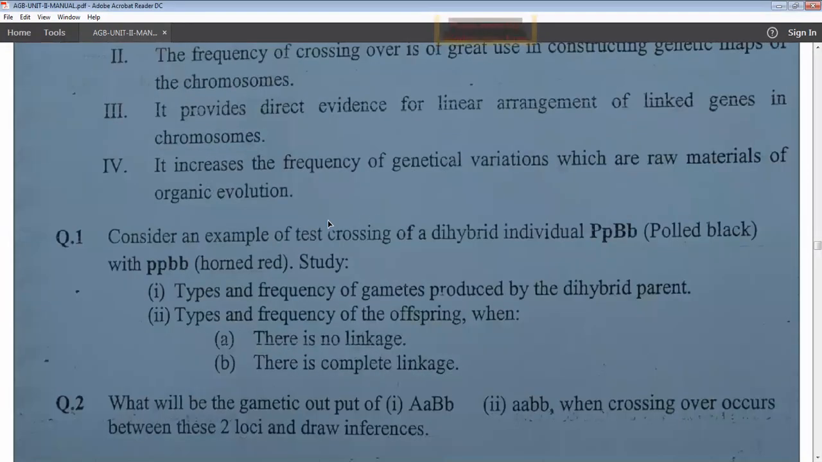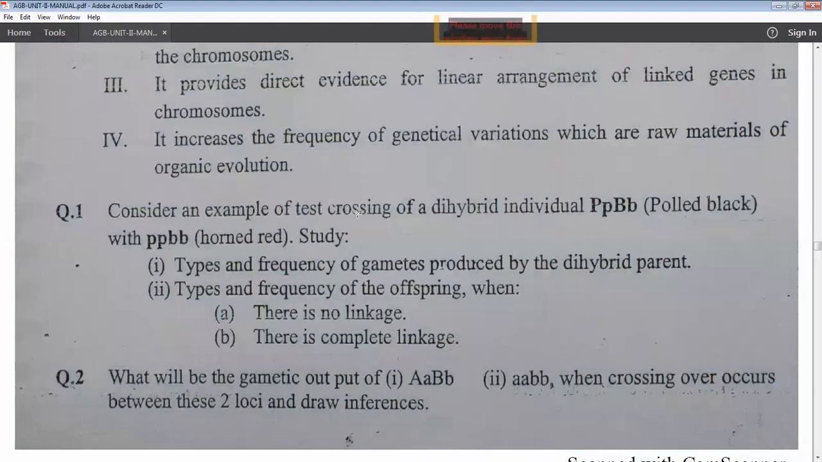Start with the first numerical. Consider an example of test crossing of a dihybrid individual, capital P, small p, capital B, small b, with small p, small p, small b, small b. That is the polled black, that is the horned red. The type and frequency of the gametes produced by the dihybrid parent.